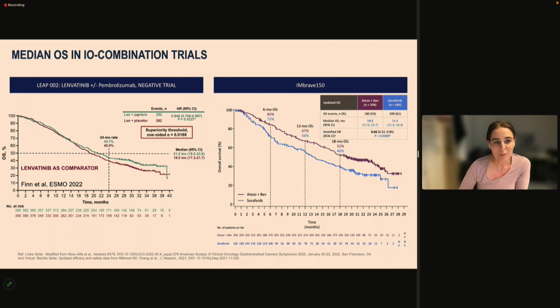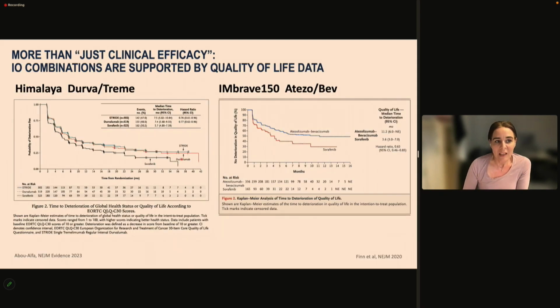Again, this did not meet the predefined p-value, but I think what we've seen from this trial actually is also that with 19 months median overall survival, the control arm, meaning the TKI arm, was actually doing quite well and unexpectedly well in this scenario, and kind of establishing also lenvatinib as a drug that is still a good drug and a good option in first-line HCC. Nevertheless, I think we have to move beyond just clinical efficacy data, because we do have options in first-line therapy.